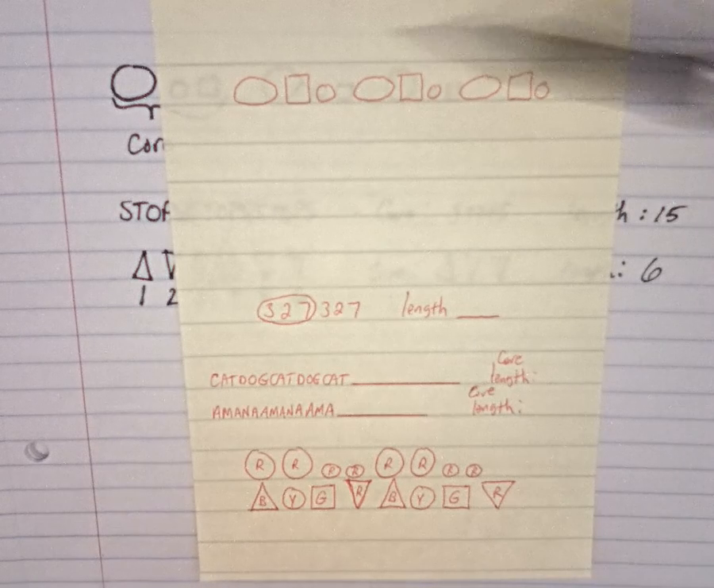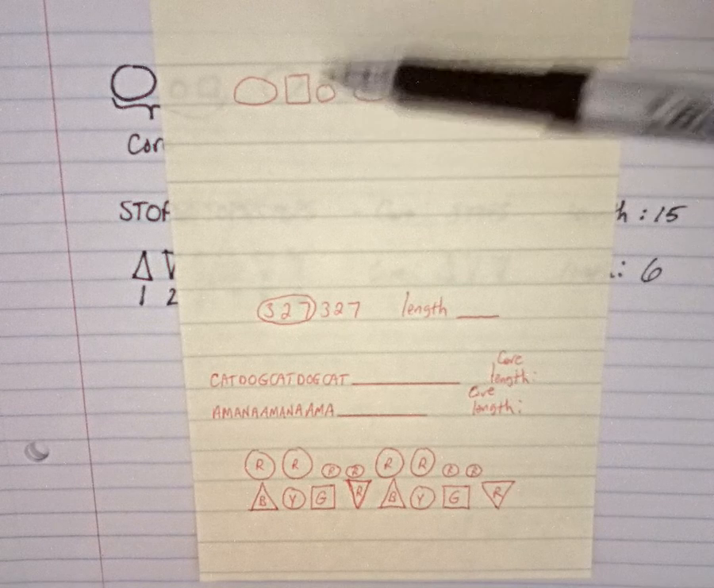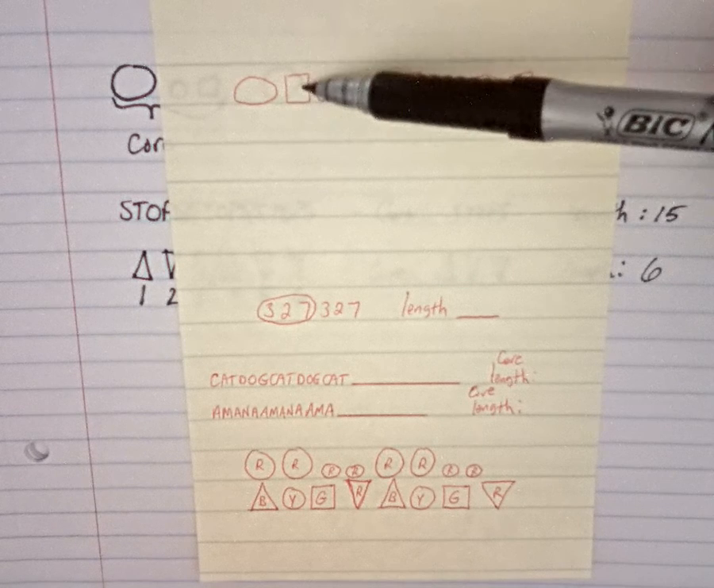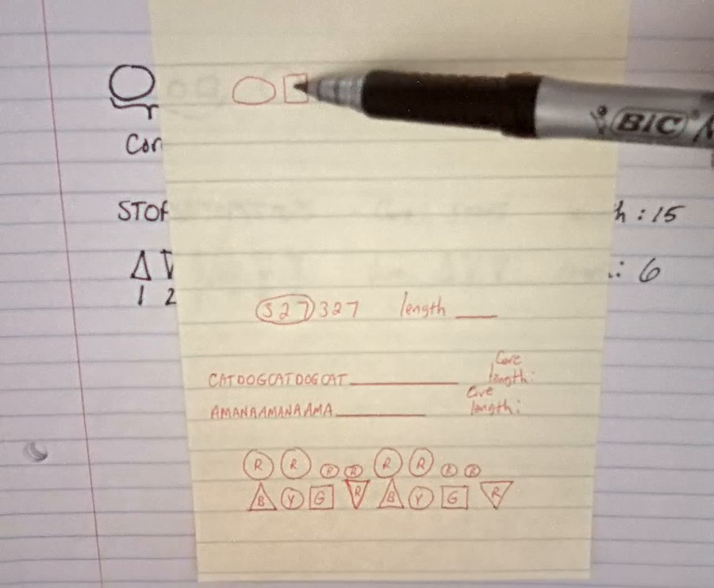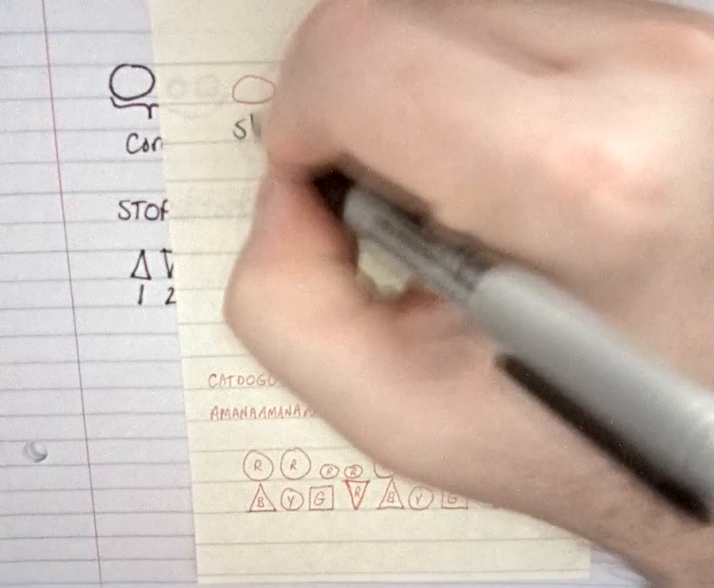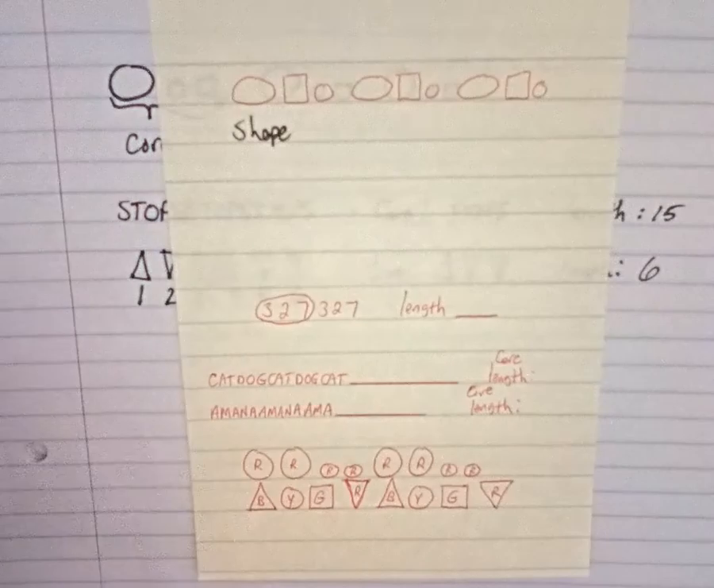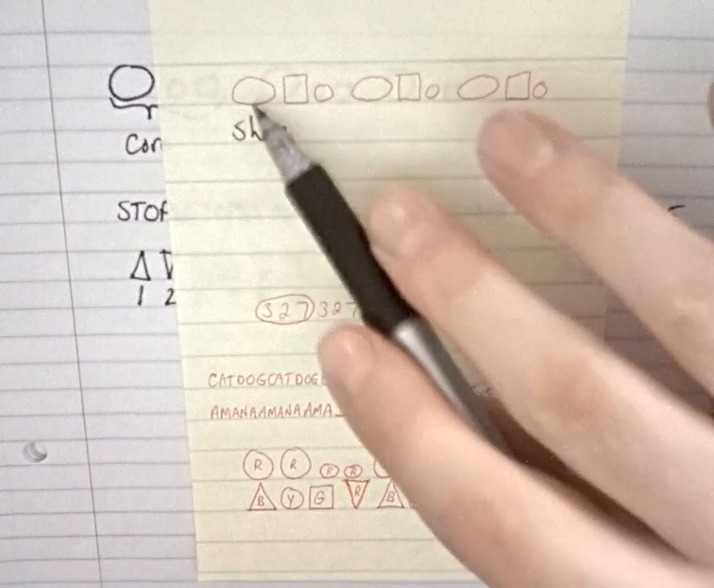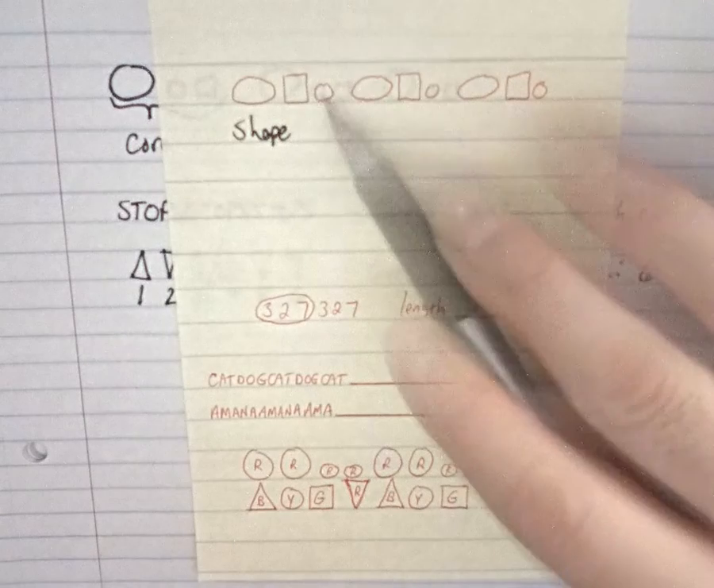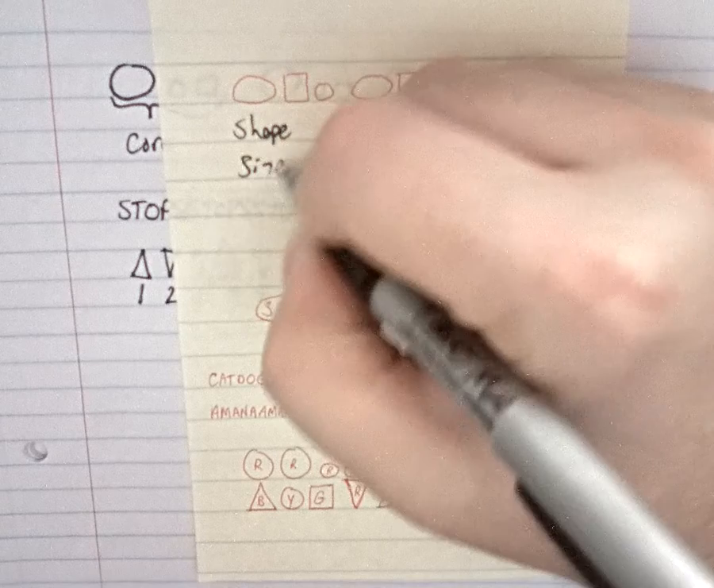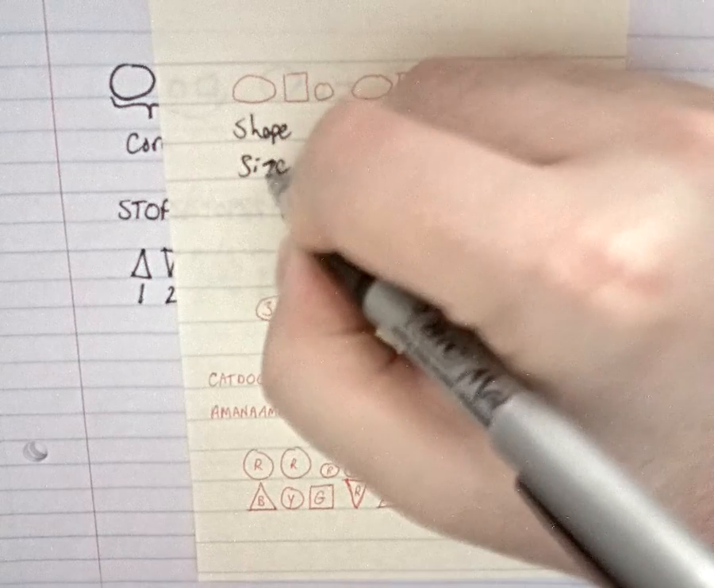So you should be able to notice that the two attributes that are changing, one is shape, right? We're going from circle to square. So you have shape. And you also will notice that you go from circle to square to a little smaller circle, so you have size is changing as well.